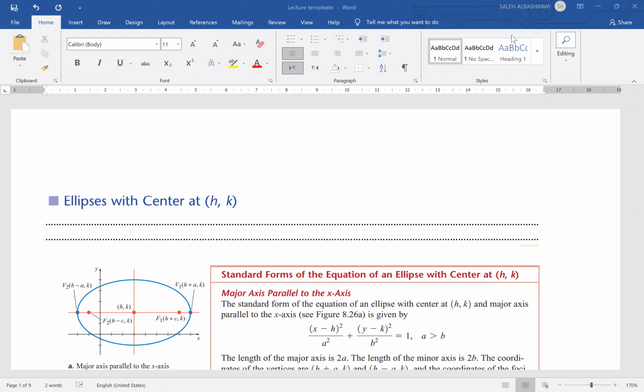Still we are speaking about the ellipses, and this is the second part of this topic. The last part we spoke about the ellipses with the center 0, 0. And we defined the ellipse as a set of points that have the same distance from two focal points, or two foci. Two fixed points we call the foci, and their distance will be equal to some constant number, and with the center 0, 0.